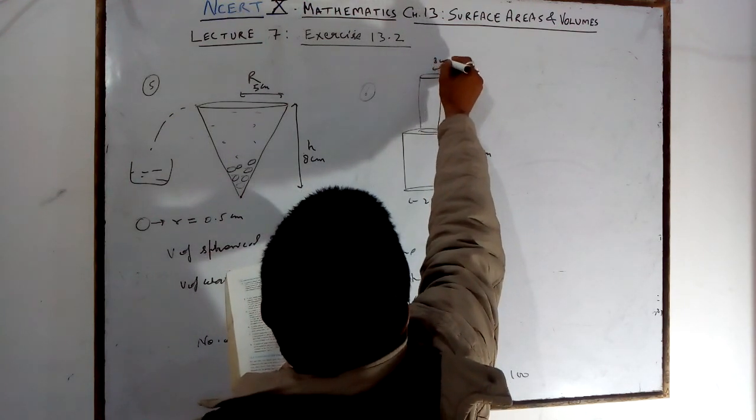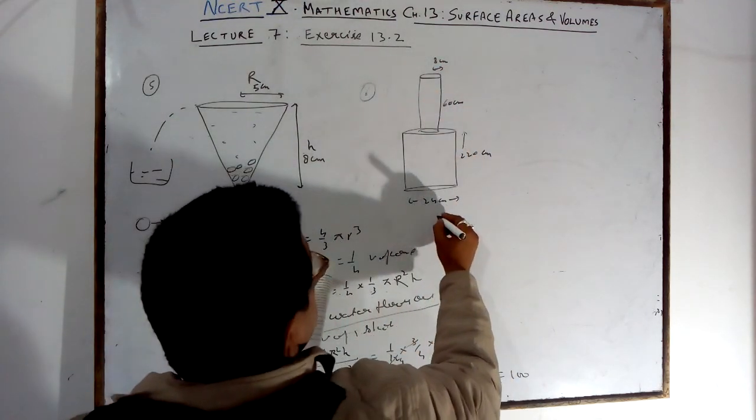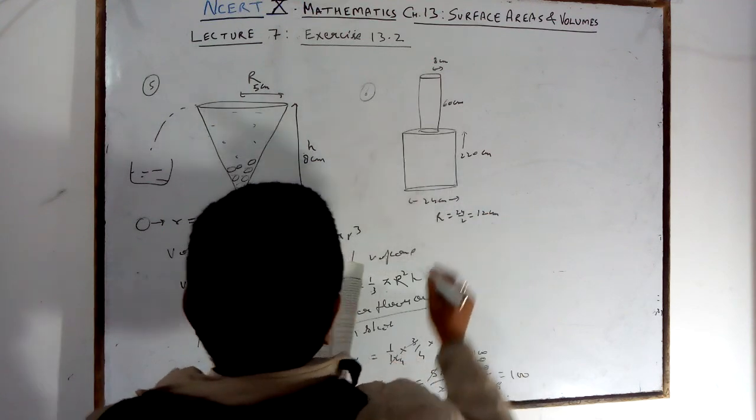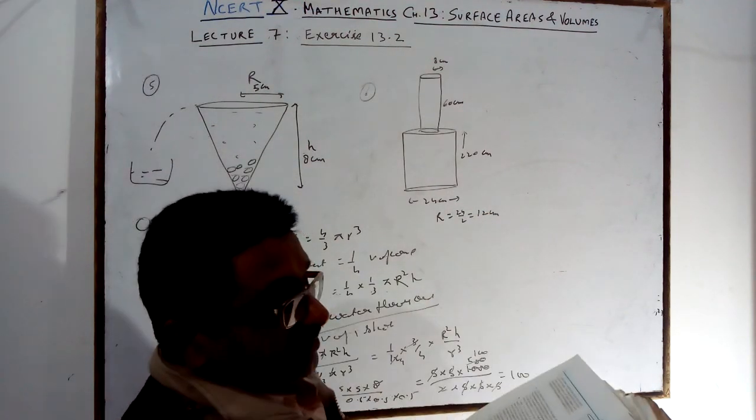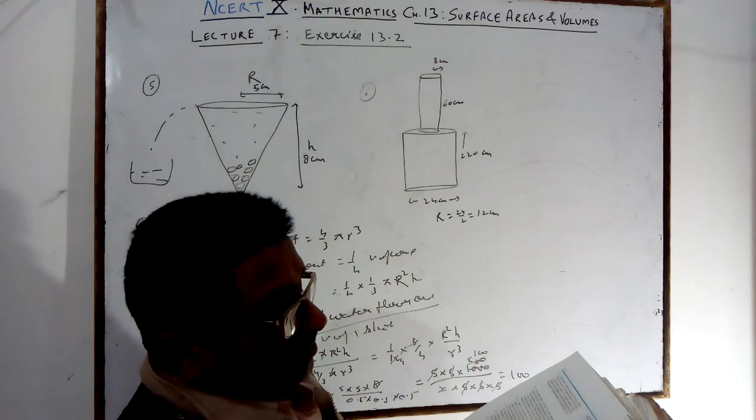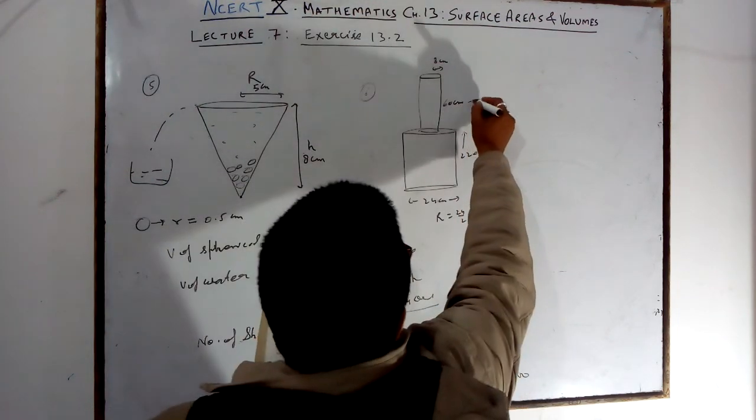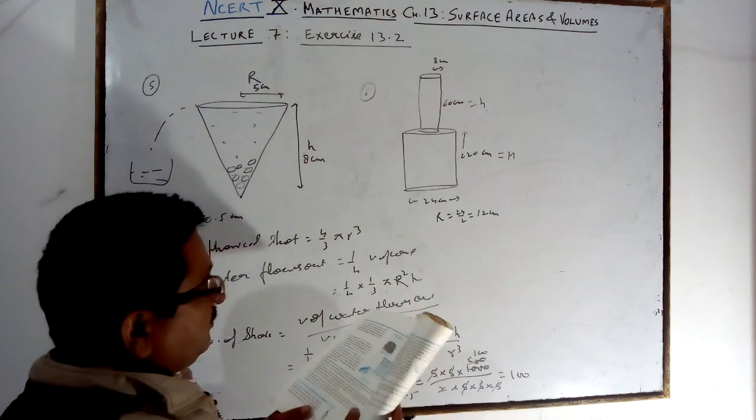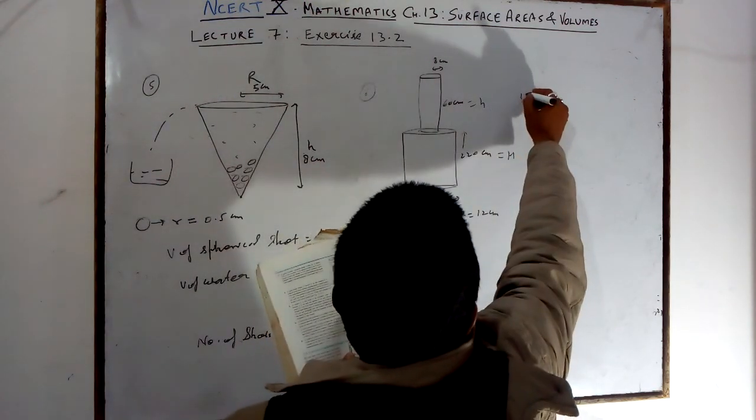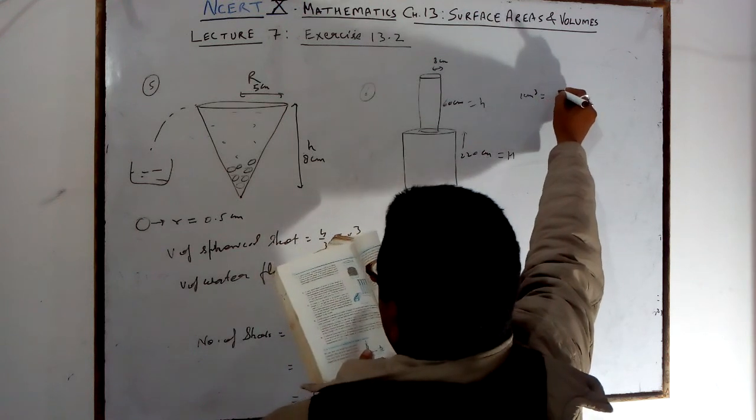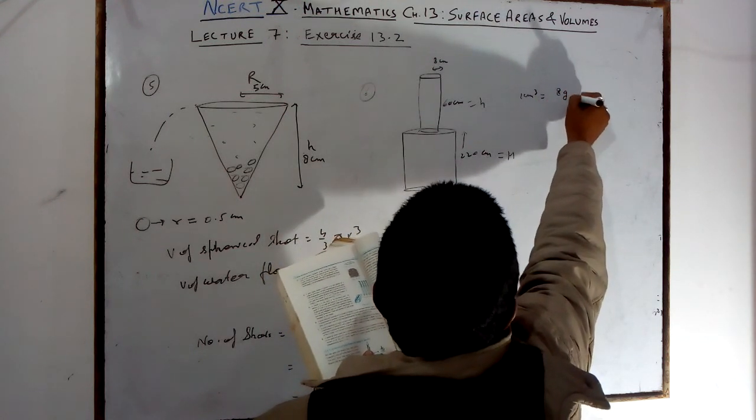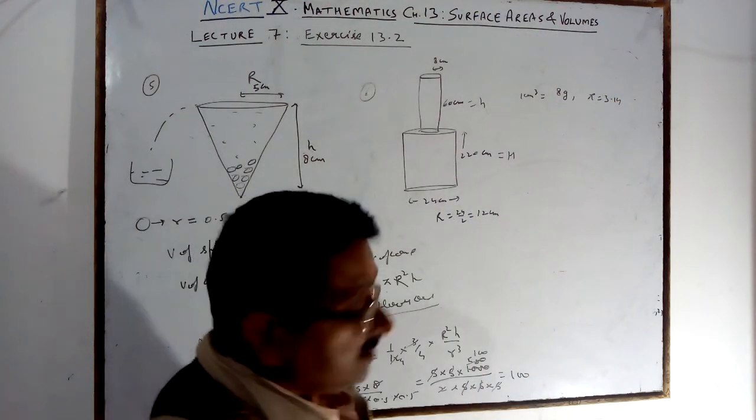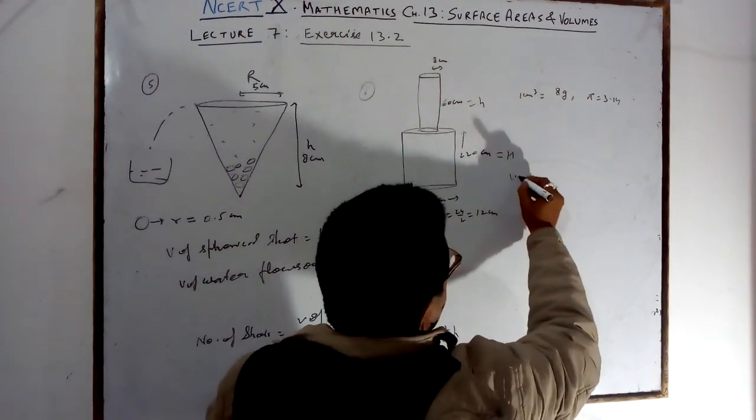Very important to see: here the radius is given, here the diameter is given. Here capital R is 24 by 2, 12 centimeters. Find the mass of the pole if 1 centimeter cube is equal to 8 gram and pi is 3.14. Very simple.